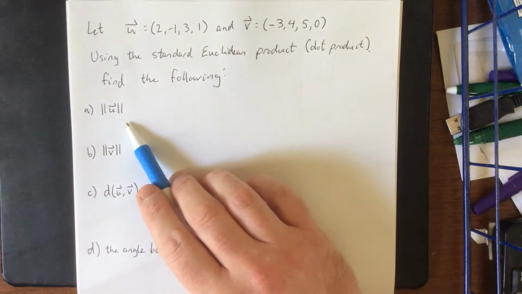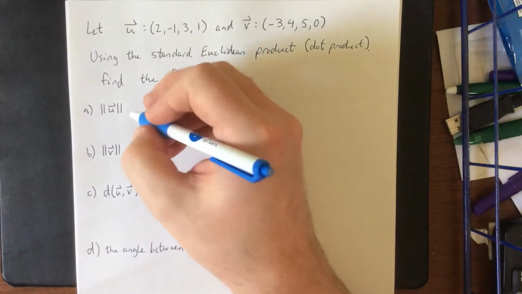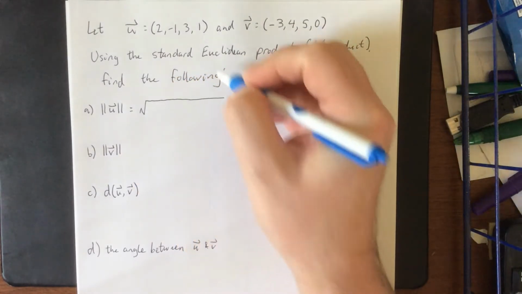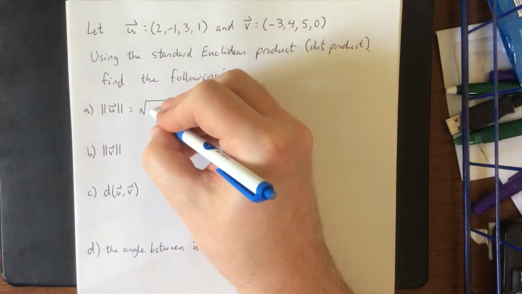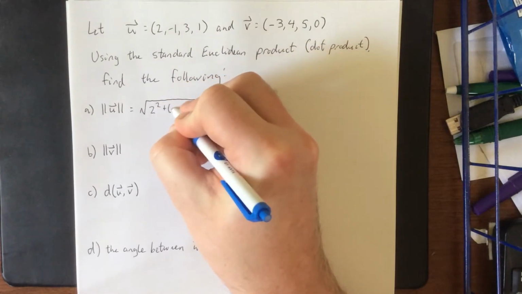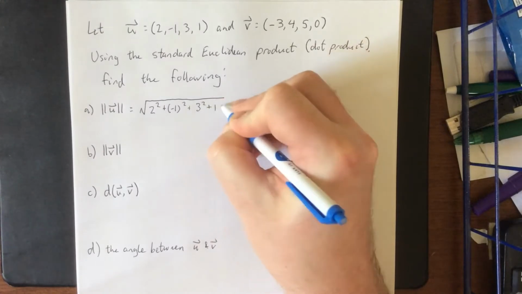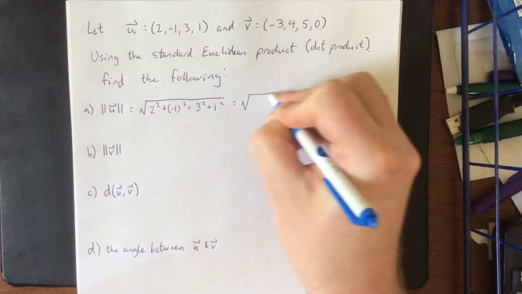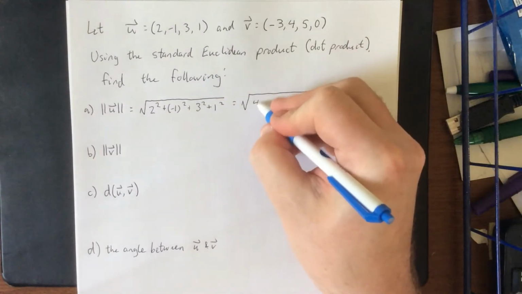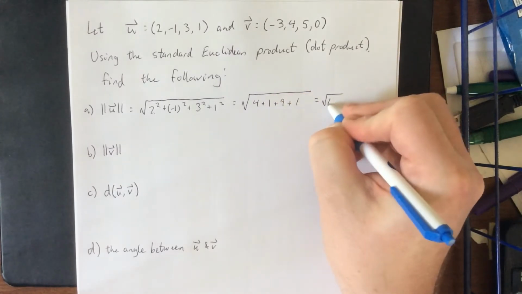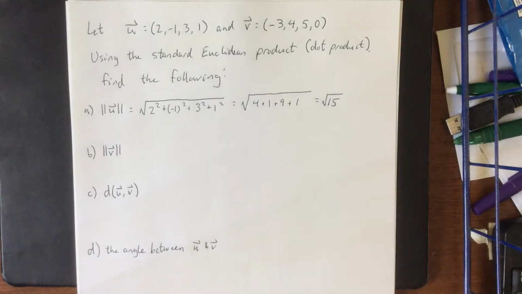First one is going to be the length of u, or the magnitude of u. For this, because it's the standard Euclidean product, we're going to take each of the entries of the vector, we will square them, we'll add them together, and then take a square root. Same as what we would do for a generalized Pythagorean theorem. So I'm seeing 4 plus 1 plus 9 plus 1, which is 15. So final answer for that length will be the square root of 15.